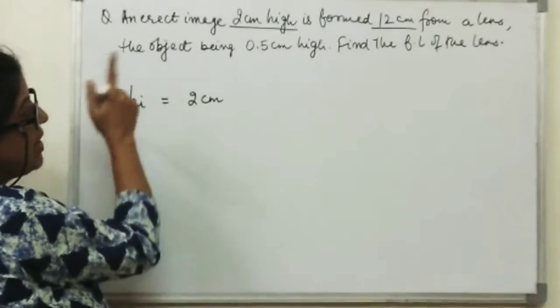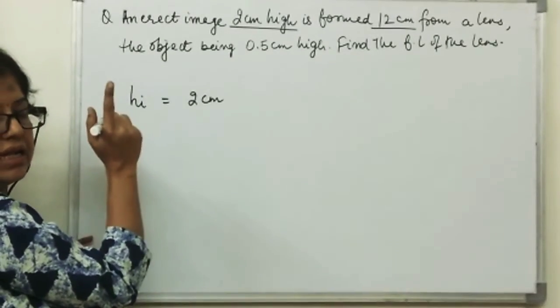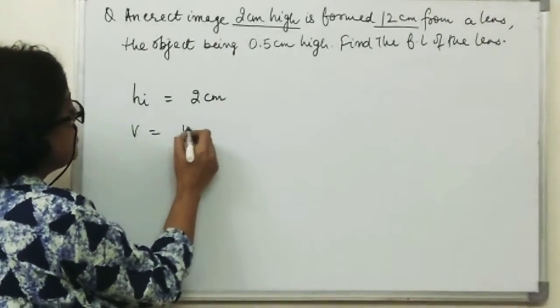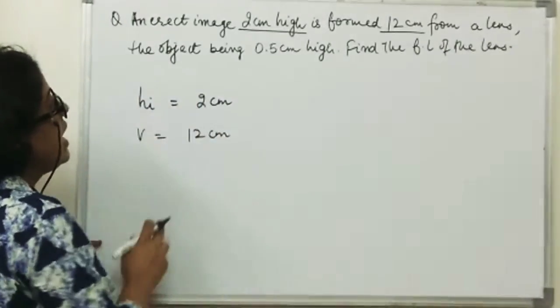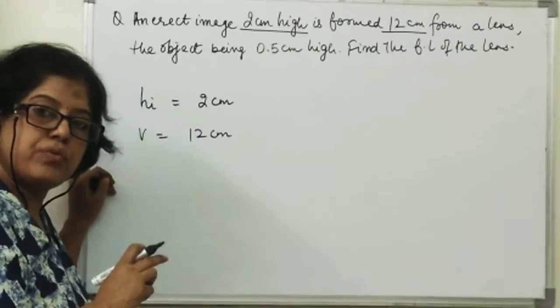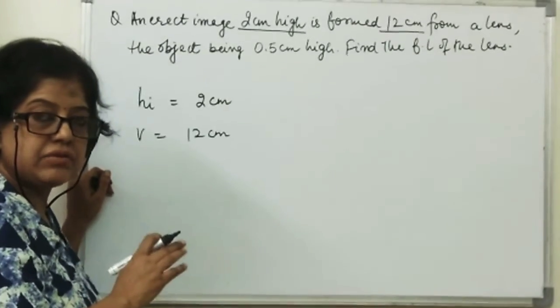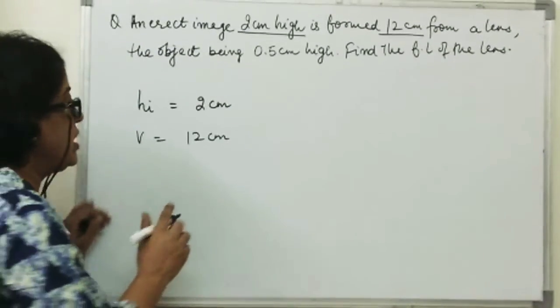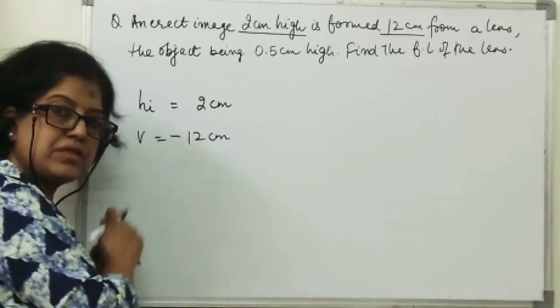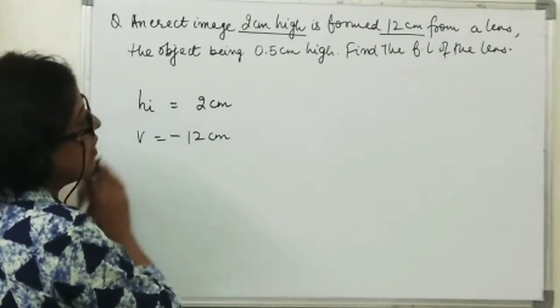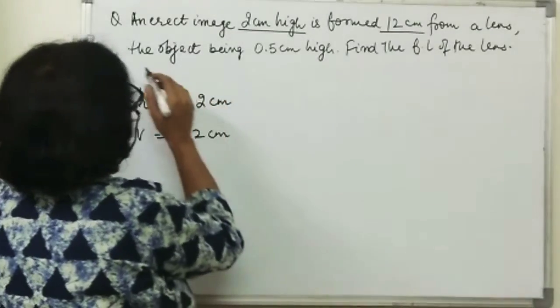Is formed 12 cm from a lens. Now the image is formed at 12 cm from the lens. That means v is 12 cm, and it is an erect image. That means it is a virtual image being formed by the lens. For a virtual image, v will be negative. We know for a virtual image in lenses, v is negative. It is formed on the left side of the lens. So v is minus 12.